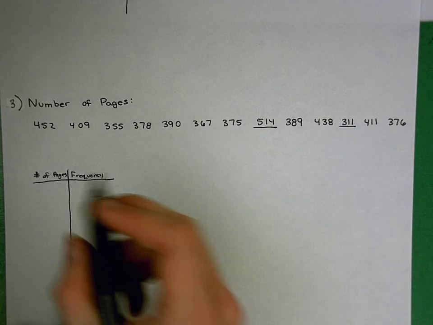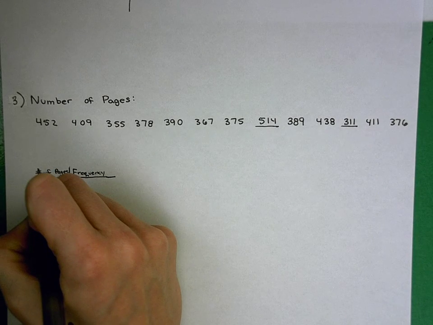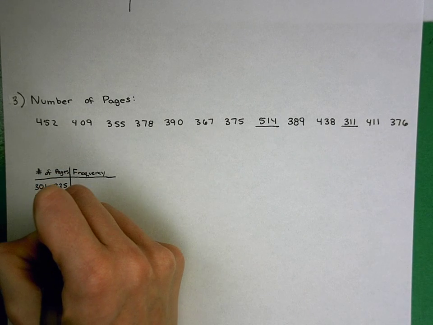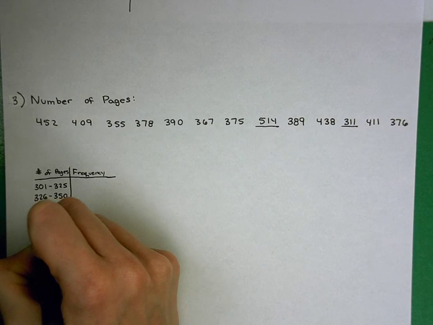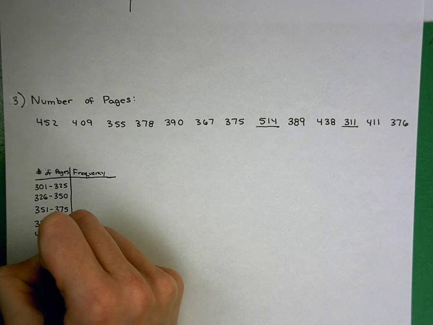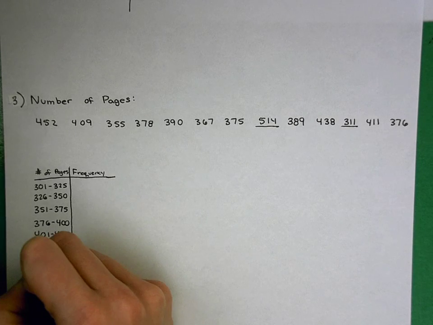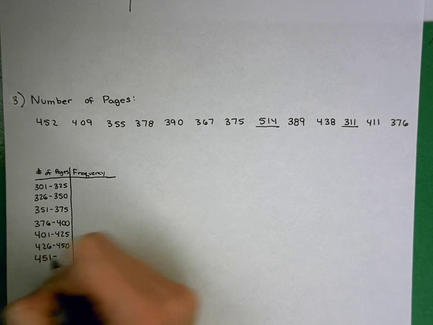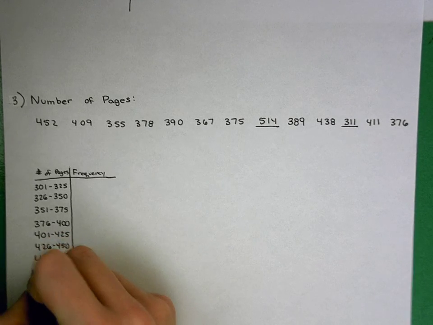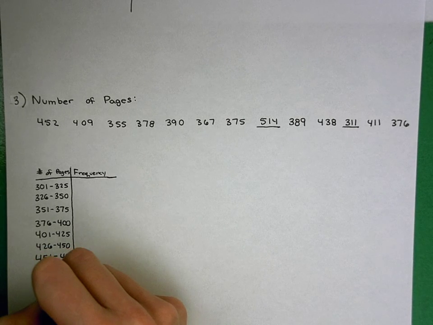And so I'm going to have here 301 to 325, 326 to 350, 351 to 375, 376 to 400, 401 to 425, 426 to 450, 451 to 475, and 2 more. We have 476 to 500, and 501 to 525.